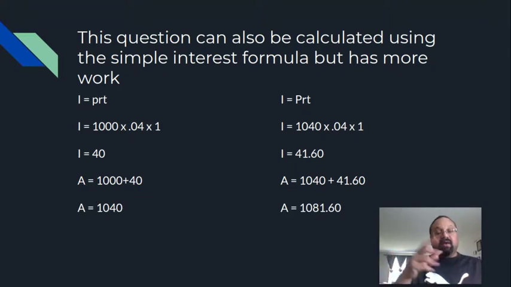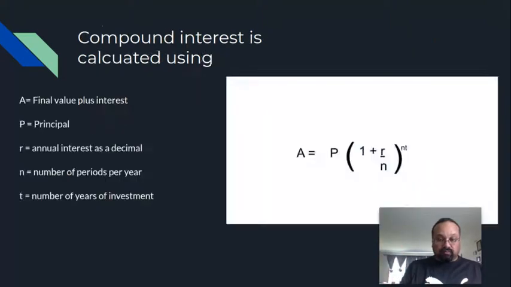Like I said, you can do it this way, but if you had to calculate it for like 8 different times, it's going to take up a whole sheet. That's why we use the formula. The formula of A equals P bracket 1 plus R over N, to the power NT.